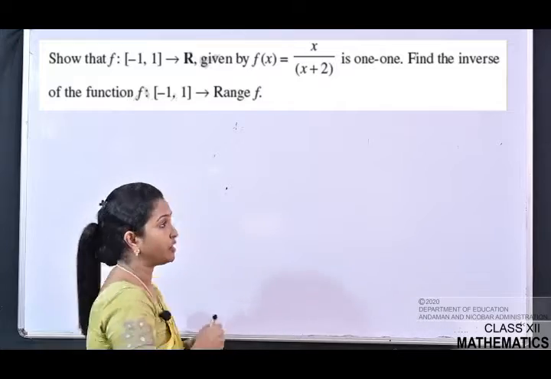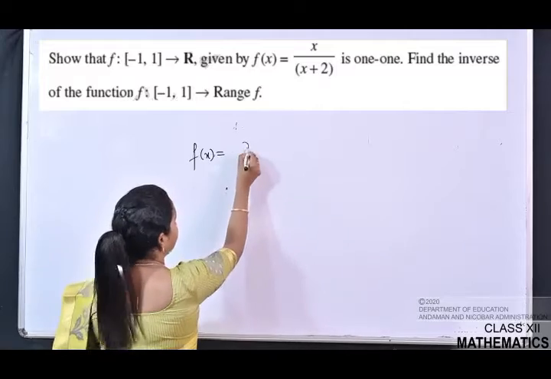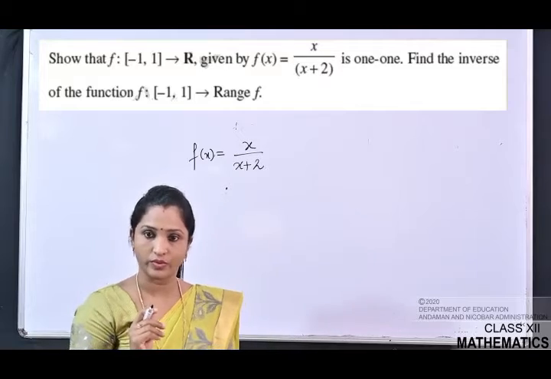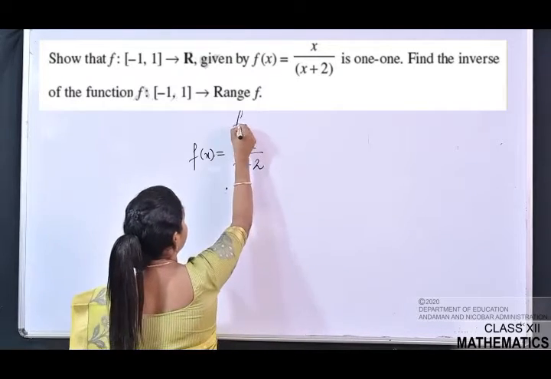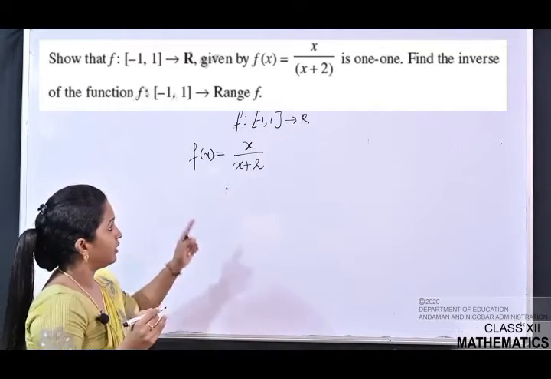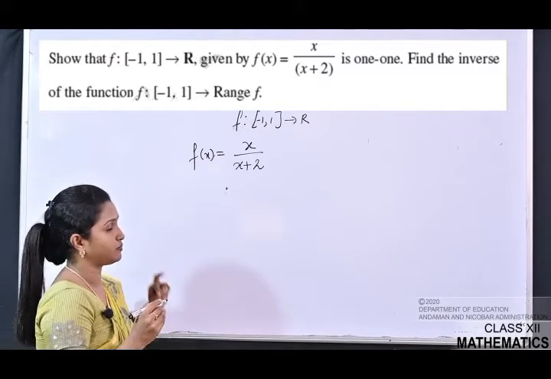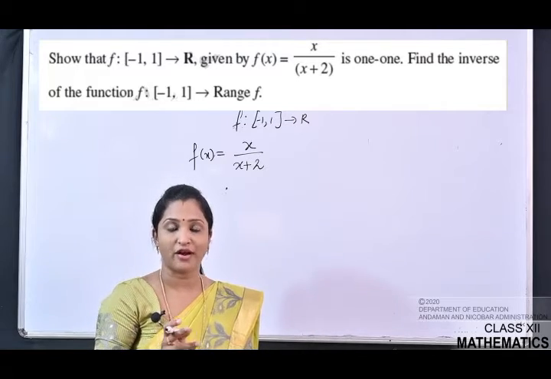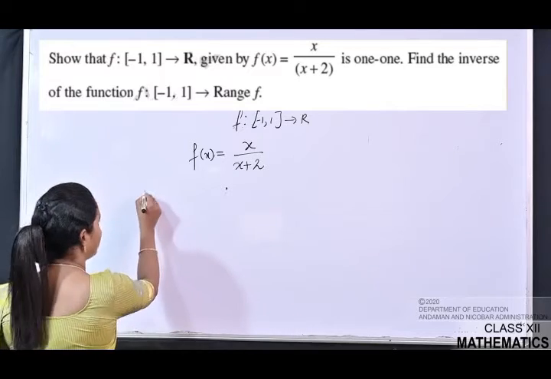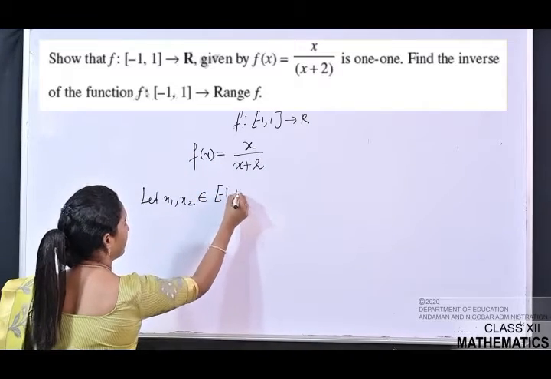Now first you have to prove the function, given to be f(x) = x/(x+2). Correct? Now f is a mapping from [-1, 1] to R, and you are given the function f(x) = x/(x+2), and you have to show that the function is 1 to 1. Now you know how to prove 1 to 1. Everybody knows 1 to 1. How did I teach you? Let x1, x2 belong to the domain, that is [-1, 1].